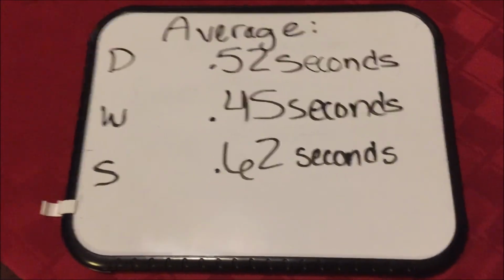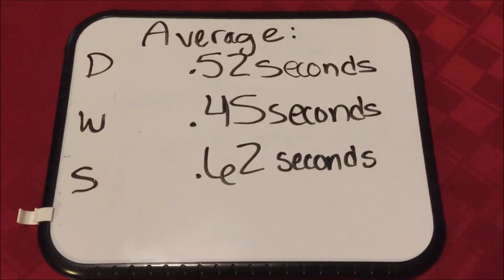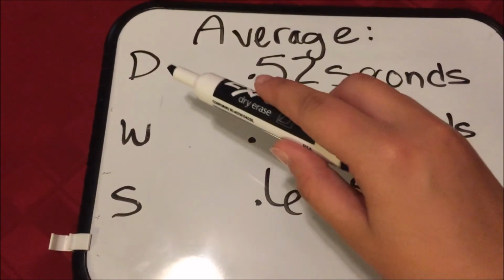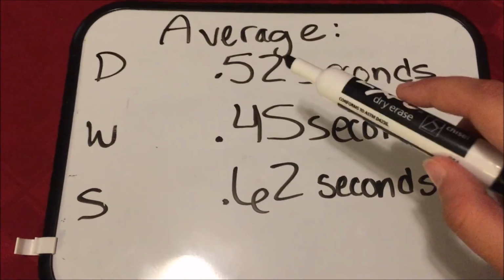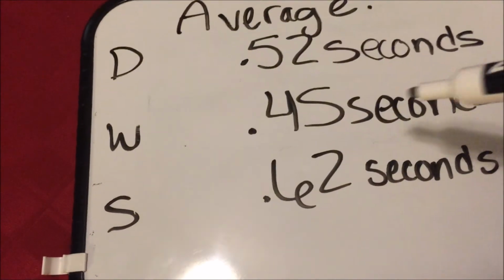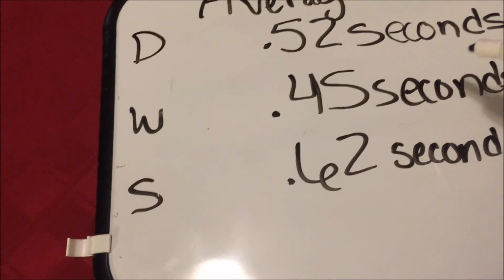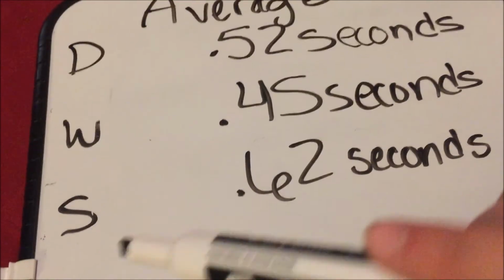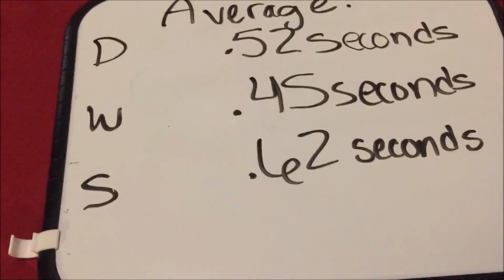Now this is the average for the test trials, so I just added the 3 numbers from every trial. This is the dry erase, so I added the 3 numbers up and it equaled 0.52 seconds. For the second one, I added up the wax paper and it equaled out to 0.45 seconds. And the last one with the shelf liner turned out to be 0.62 seconds.